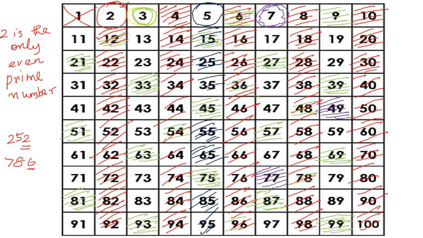Now 77 plus 7 is 84. 84 is marked. 84 plus 7 is 91. So 91 is not marked. We have to mark 91 as well. Okay, so we are going to mark 91 as well.